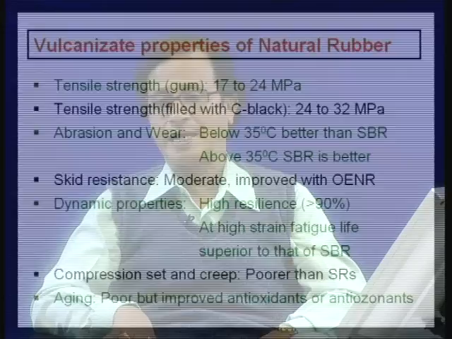That machine is there in our department. That machine is also there. If you are interested, you can see there. So how it fails means it fails after initiation of a crack followed by crack propagation.